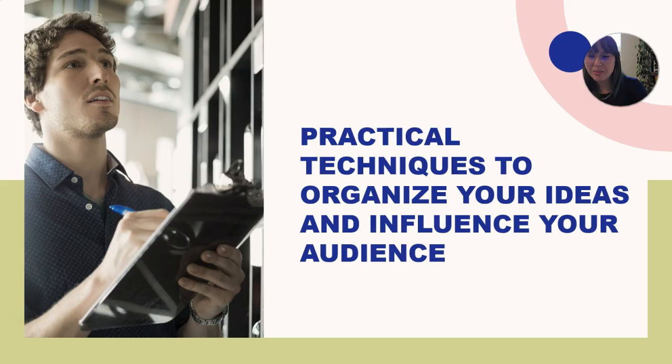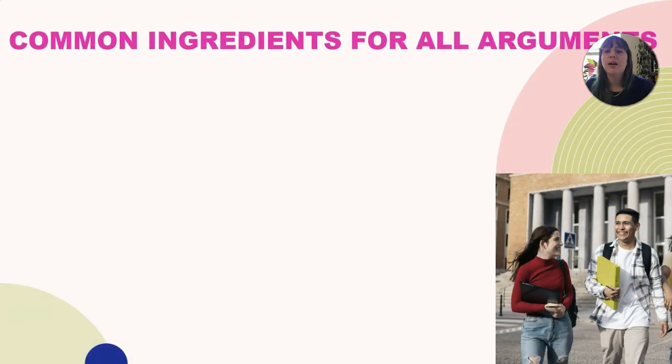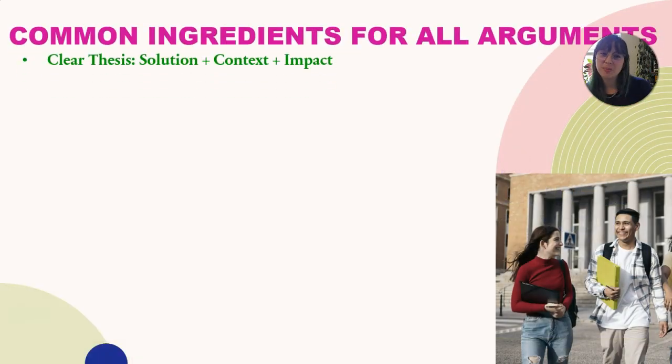So practical tips for organizing your ideas to influence your audience. This is where we're going to look at what ingredients our essay argument should include and how we might arrange them, one after the other. So to begin with, common ingredients that you kind of expect to see in all arguments: a clear thesis statement with, in this case, the solution, the context, and the impact.